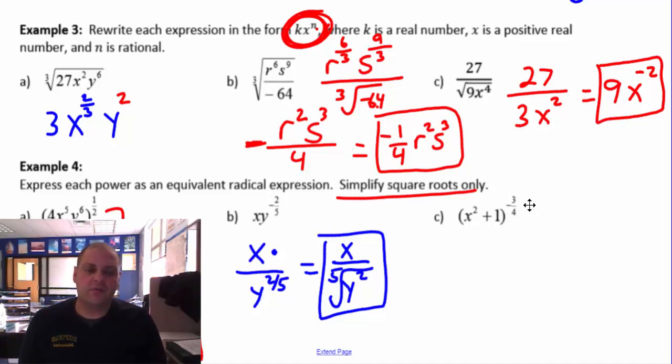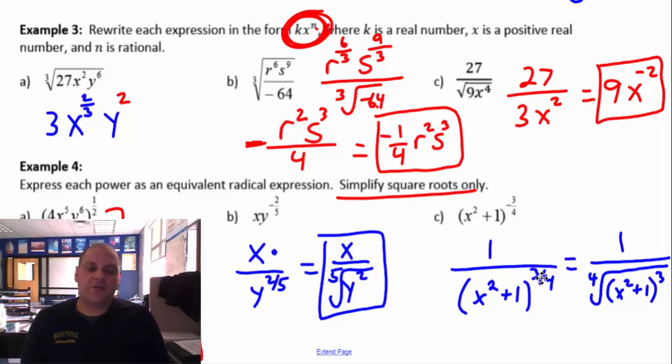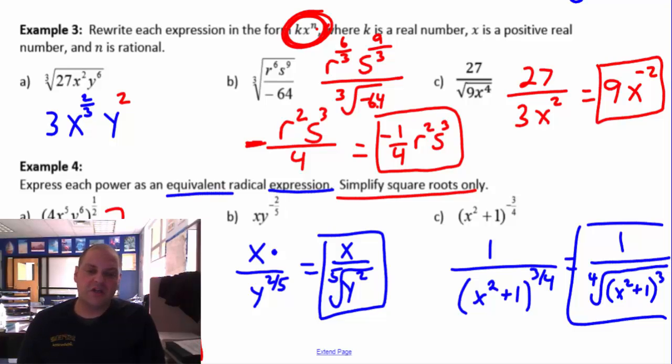And then this here, we just want an equivalent one. Because it's negative, we're going to go 1 over the whole thing. 1 over x squared plus 1 to the 3/4. Now let's take care of the 3/4. 1 over power root. It's the 4th root of x squared plus 1 to the 3rd. See that? 3 is the power, 4 is the root, and we just leave the binomial. Don't worry about simplifying something like that. We just wanted to write an equivalent expression.